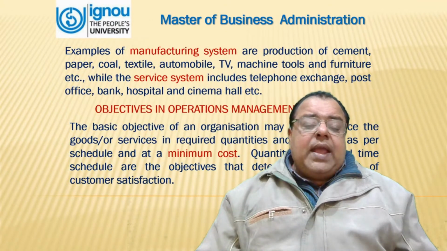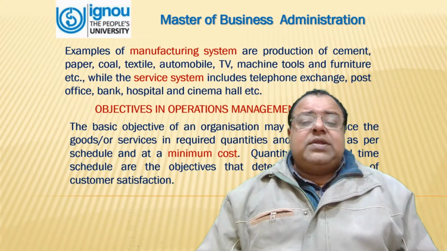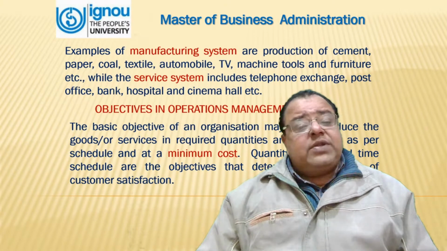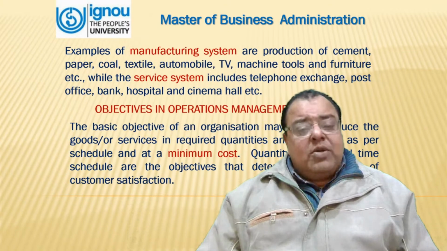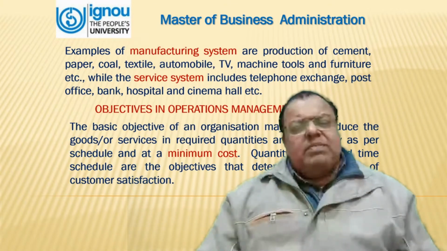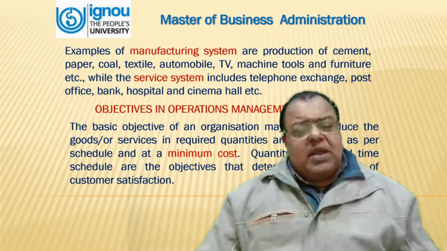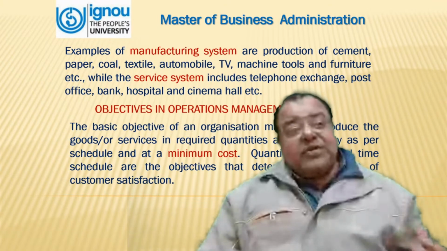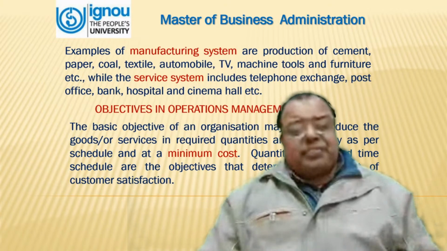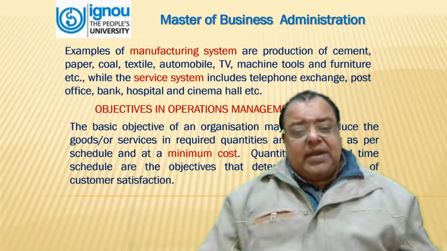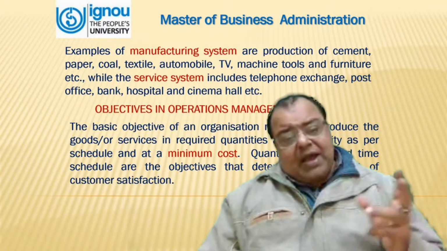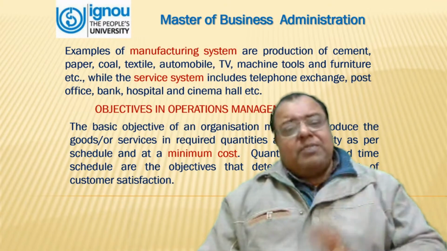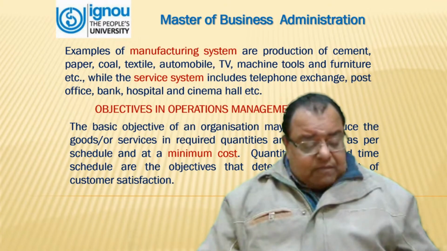Examples of manufacturing systems are production of cement, paper, coal, textile, automobile, TV, machine tools and furniture, etc. While the service system includes telephone exchange, post office, bank, hospitals and cinema halls, etc. Here we can see that it's basically a conversion process or support process that is taking place.